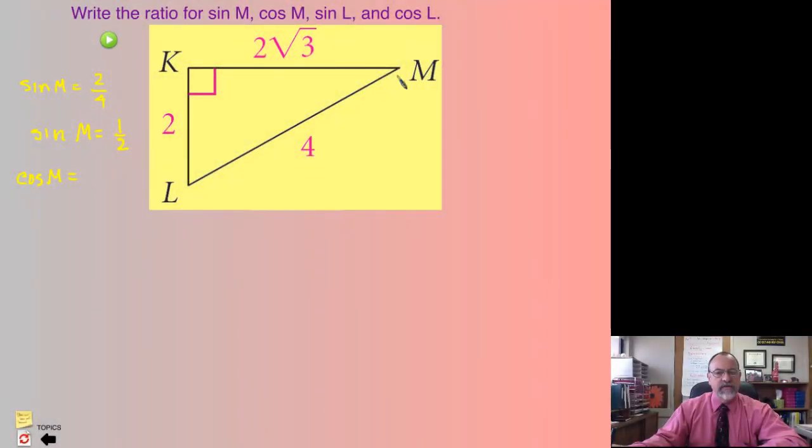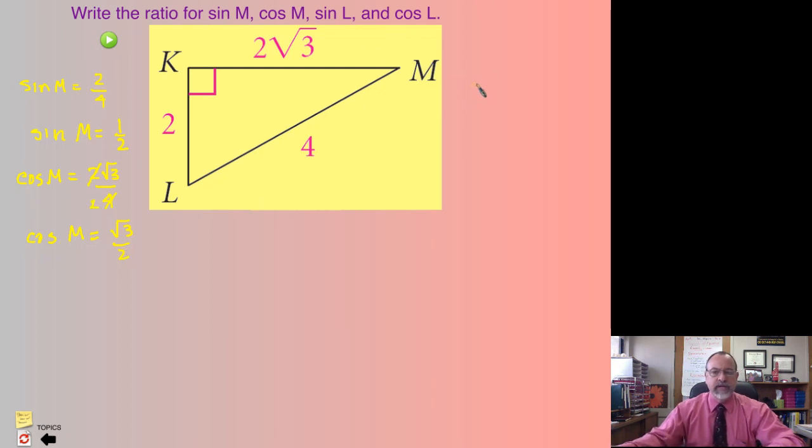The cosine of M would be the adjacent side, which would be 2 square root of 3 over the hypotenuse, which is 4. And again, this 2 and the 4, which are on the outside of the radical, I could reduce. So this would reduce to the cosine of M is equal to radical 3 over 2.